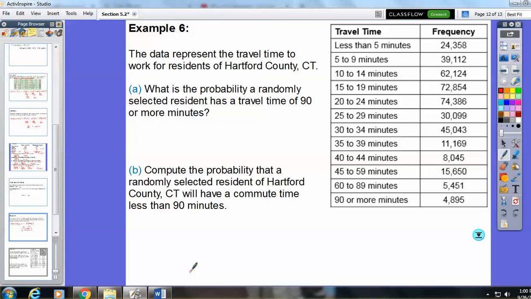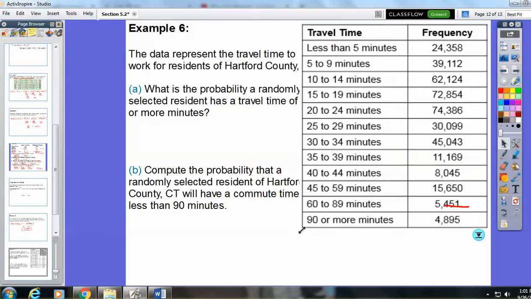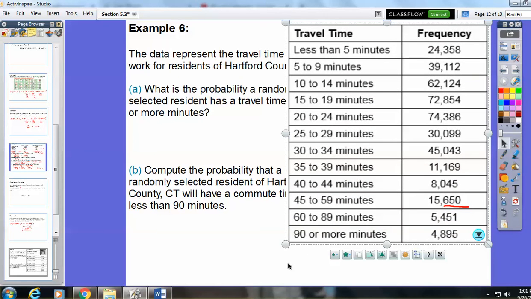The last example. The data is travel time to work for residents of Hartford County, Connecticut. What is the probability that a randomly selected resident has a travel time of 90 or more minutes? So the 4,805 divided by everything. We're gonna have to find everything first, aren't we? We have a calculator, we can add. All right, add all these up.